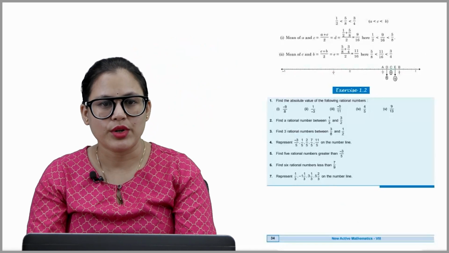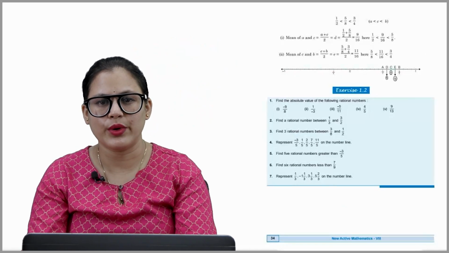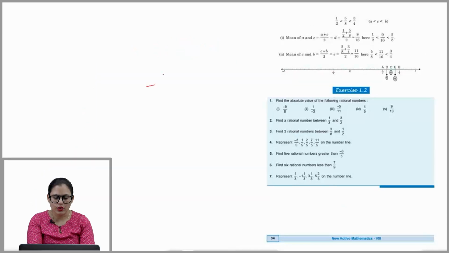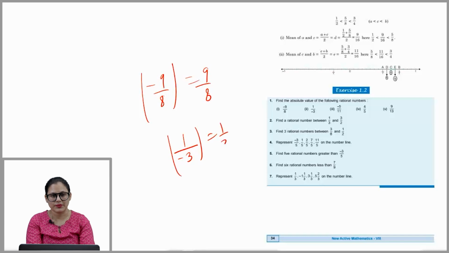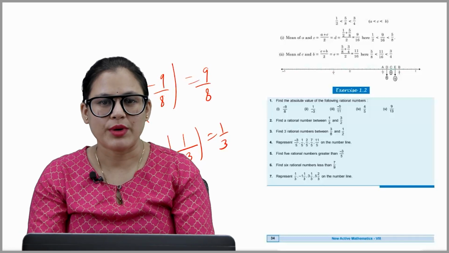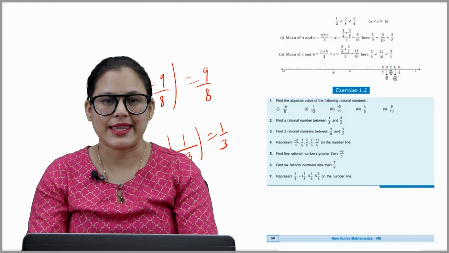Let's do exercise 1.2. Find the absolute value of the following rational numbers. Absolute value of minus 9 by 8 is what? 9 by 8. Absolute value of 1 by minus 3 is what? 1 by 3. Okay, students. Now you will practice the remaining questions of this chapter.